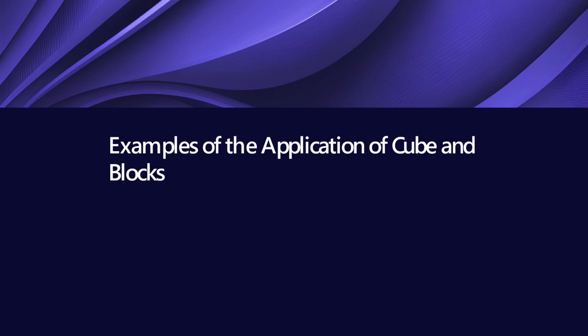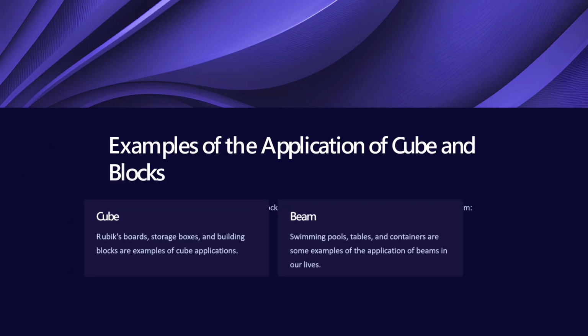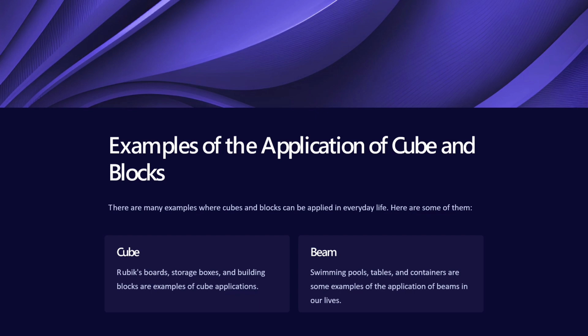Examples of the application of cube and blocks. There are many examples where cubes and blocks can be applied in everyday life. Here are some of them. Cube. Rubik's cubes and structure boxes in building blocks are examples of cube application. Beam. Swimming pools, tables, and containers are some examples of the application of beams in our lives.